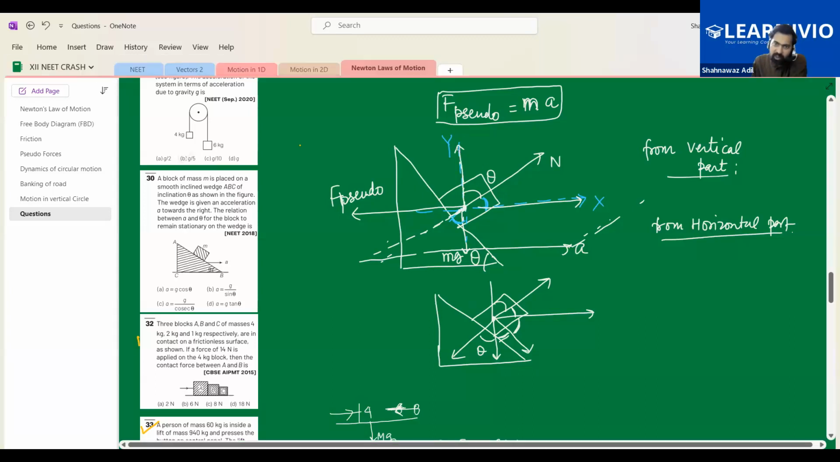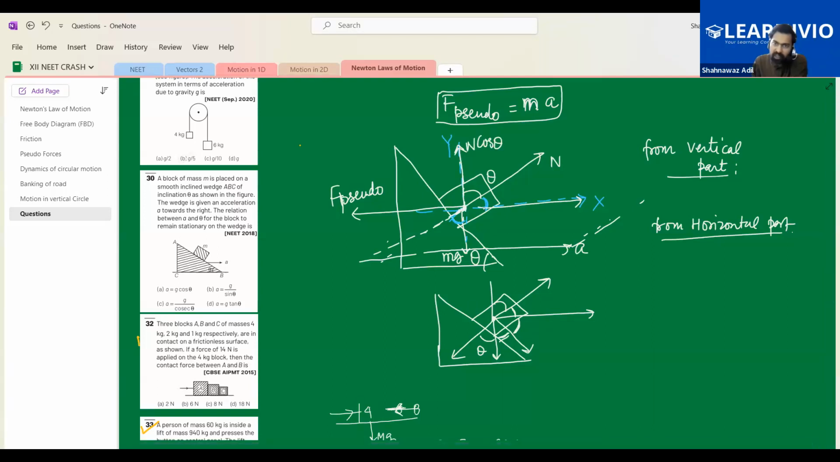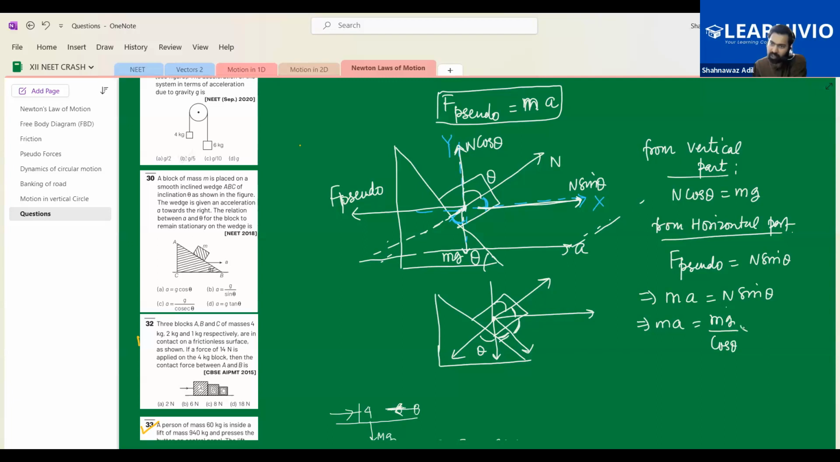If this is theta, then this component would be n cos theta, and this component would be n sin theta. So from the vertical part, n cos theta is mg. And from the horizontal part, f pseudo is n sin theta. We know f pseudo is the mass of this block times a, and this is n sin theta. We can calculate n from here: n is mg by cos theta, and then times sin theta. So m and m cancel, and a is g tan theta. So that would be the correct answer.